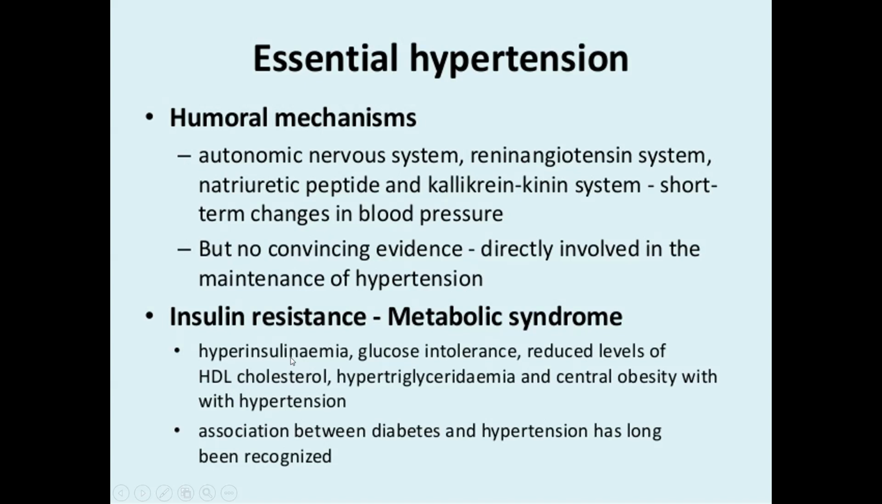Metabolic syndrome or insulin resistance is a combination of hyperinsulinemia, glucose intolerance, reduced level of HDL cholesterol, which is the good cholesterol, hypertriglyceridemia, and central obesity. So hypertension is usually seen with metabolic syndrome. There is a direct association between diabetes and hypertension which has been recognized. So if you find somebody diabetic, look for hypertension, and if you find somebody hypertensive, go for his BSR.